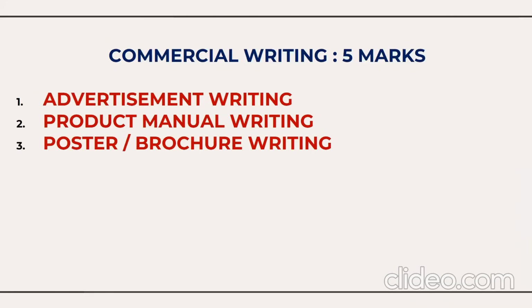Now we are moving to the last segment of your question paper or your syllabus. That is a 5 marks question from commercial writing. Now here you have a lot of choices. 3 important topics you have under commercial writing. One is advertisement writing, product manual, poster, or brochure writing. Any two will be given and you need to opt for any one. But as far as the examination is concerned, I suggest you prepare all 3.